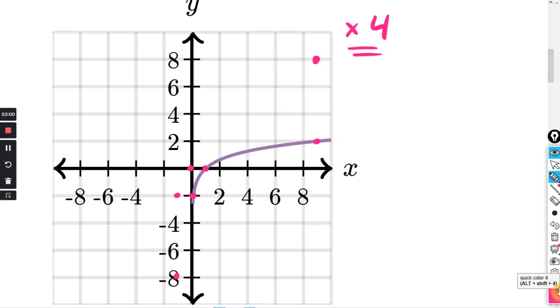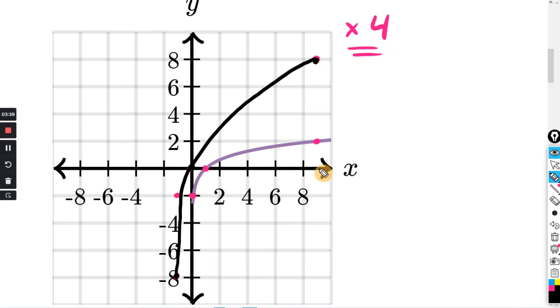So connecting the new points, starting with this point and this point and this point right here, it's going to be something like that. It's going to go through the origin, at x equals -1, y equals -8, and at x equals 8 or 9, it's going to be at y equals 8. So let's take a look at our graphs.